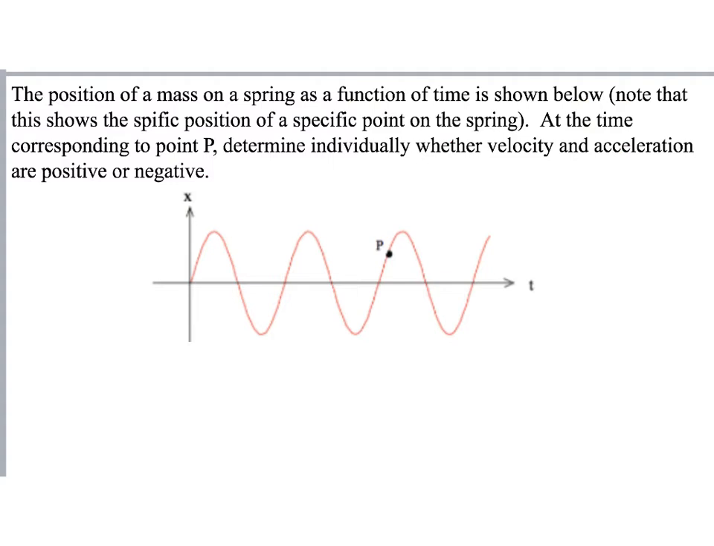Next question. The position of a mass on a spring as a function of time is shown below. Note that this shows the specific, yeah, I can spell specific. You knew what it meant even if I didn't write it. Tell your English teacher it doesn't matter how you spell it as long as you get your point across. It shows the specific position of a specific point on the spring. At the time corresponding to point P, determine individually whether velocity and acceleration are positive or negative.